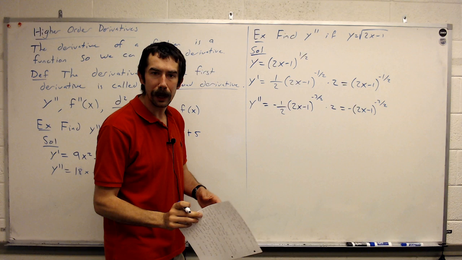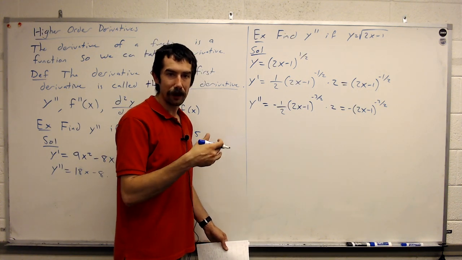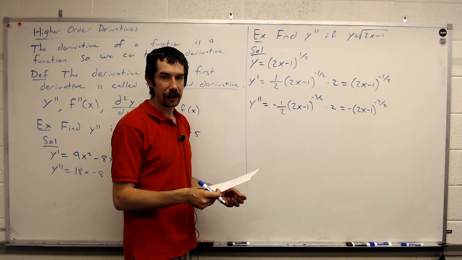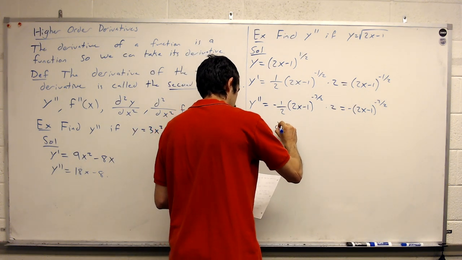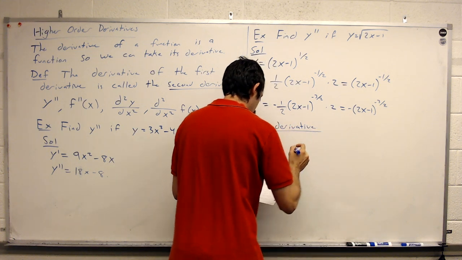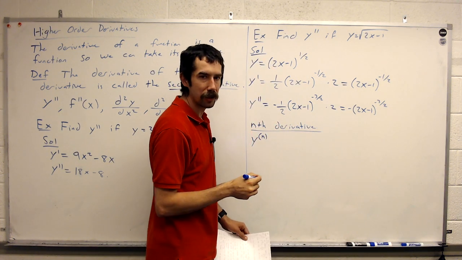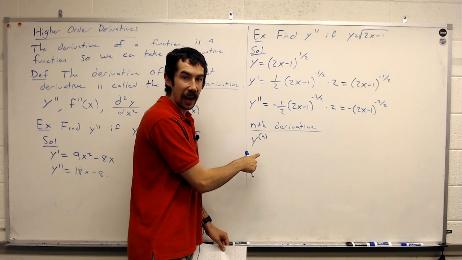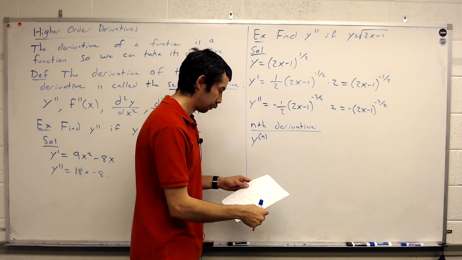And we could do this many times if we wanted to. All right, so there's no reason why we need to stop at the second derivative. We could take the third, fourth, fifth derivative, and so forth. And so for the nth derivative, we use the following notation. So at some point, the number of primes is going to get out of hand. So we do y, and then we write parentheses n, kind of like an exponent. That's saying the nth derivative of y.